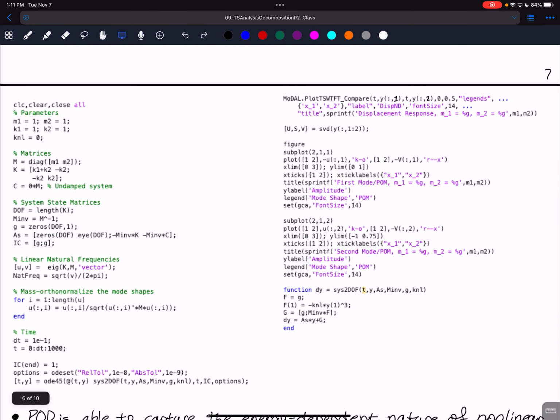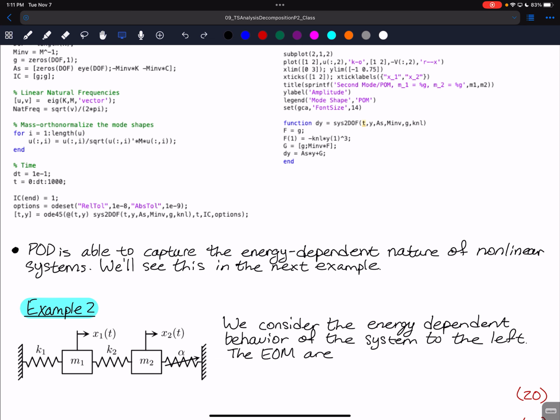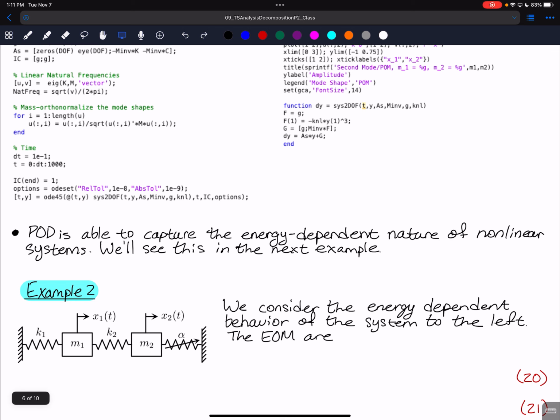Okay, so MATLAB code is included here. The SVD computation is simply done here. It's just using SVD. And for this particular data set, we didn't need to use the econ flag. Okay, so the nice thing about POD is since it's signal dependent, it can be used to capture energy dependence of nonlinear systems, and we're going to see this in this next example.